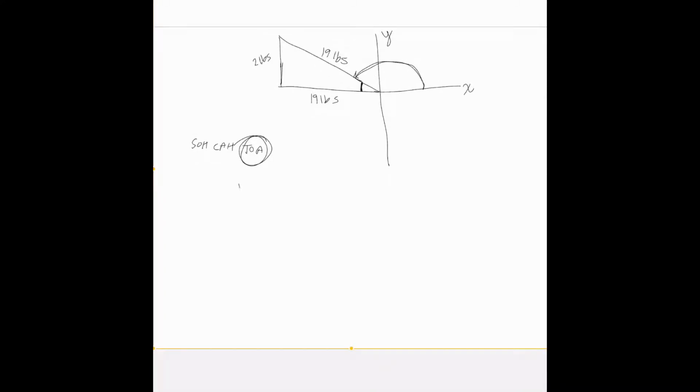So we know that the tangent of theta is equal to the opposite over adjacent. So in this case, the opposite is 2 pounds, and the adjacent is 19 pounds. So if we want to solve for theta, it's going to be equal to the tangent inverse of 2 pounds over 19 pounds.